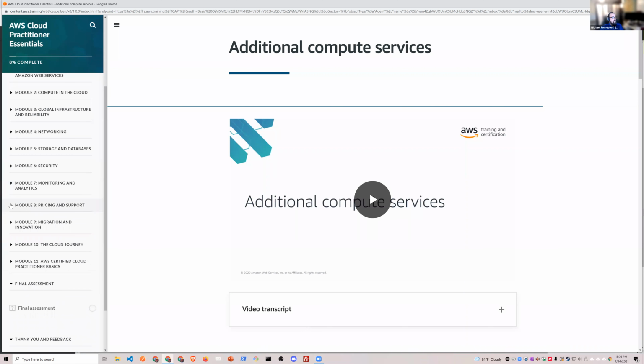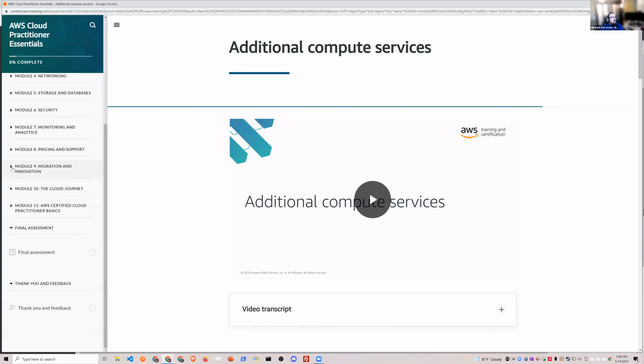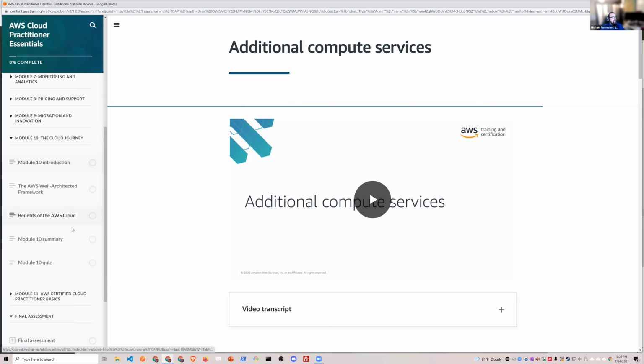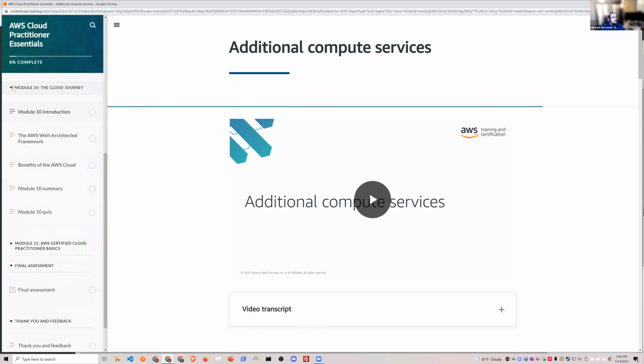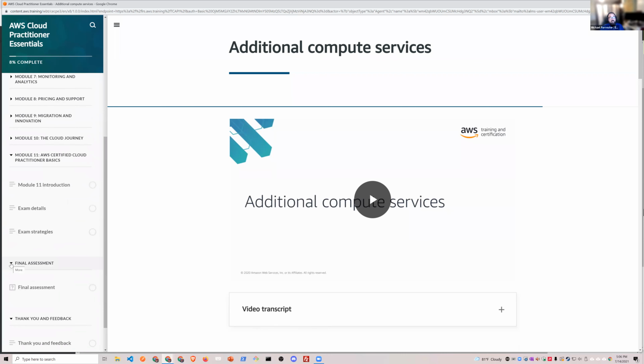And then pricing and support, which talks about the free tier, some of the billing tools that are available to you. And then there's the migration innovation, which talks about the different ways you can transfer data into AWS. Amazon has a cloud adoption framework they talk about as well. And then there's some more stuff here on what they perceive as the cloud journey, including the well-architected framework. And of course, Amazon's stated benefits of the AWS cloud. And then they talk a little bit about the exam for the module. And then there's the final assessment.